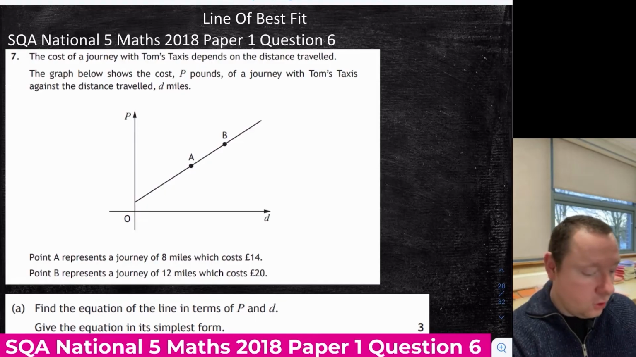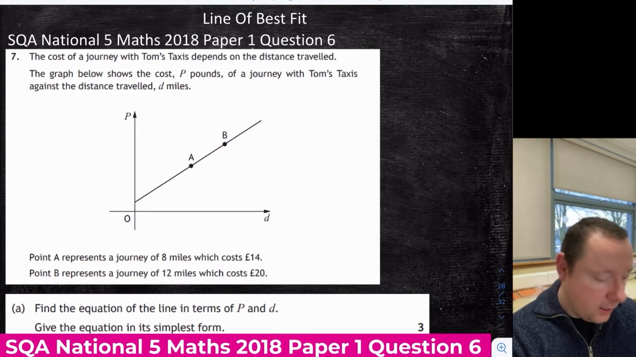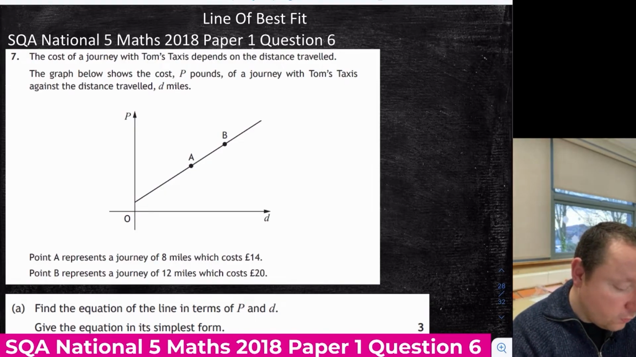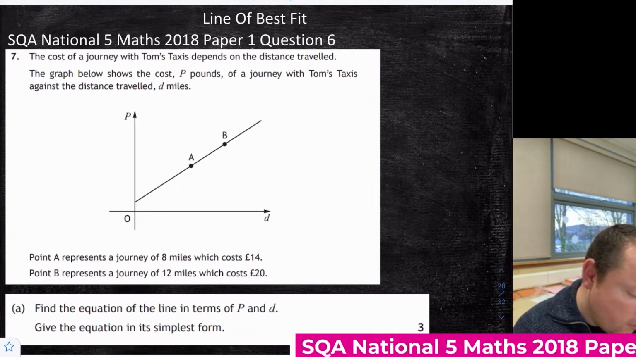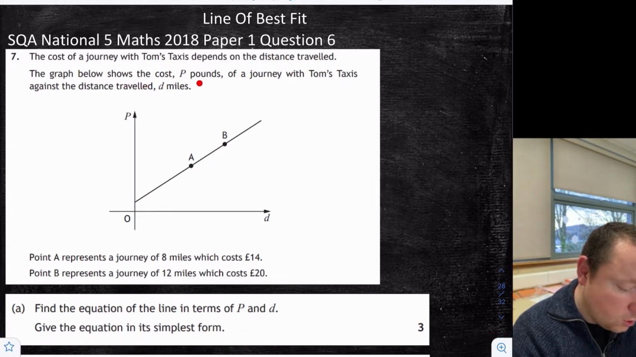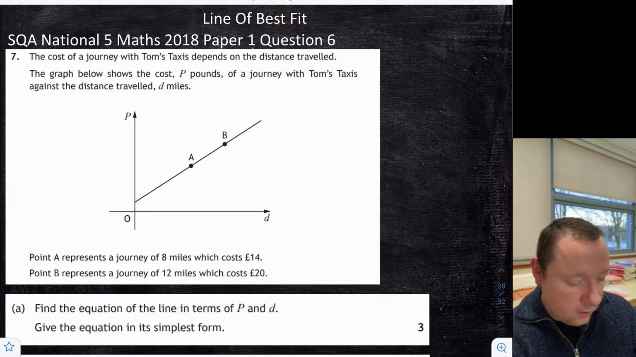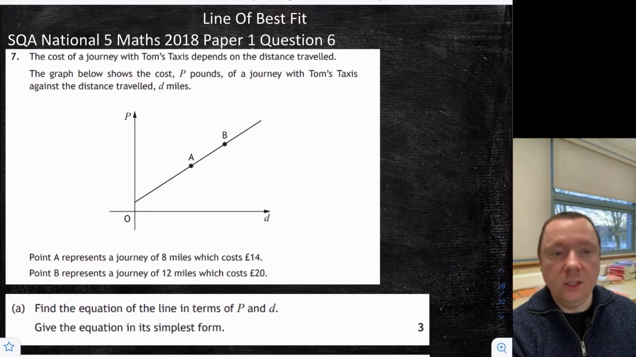SQA National 5 Maths 2018 paper 1 question 6, line of best fit. The cost of a journey for Tom's taxis depends on the distance travelled. The graph below shows the cost in pounds, P, for a journey in Tom's taxis and distance, D. A is this point and B is this point. Find the equation of the line in terms of P and D. Give your equation in simplest form.